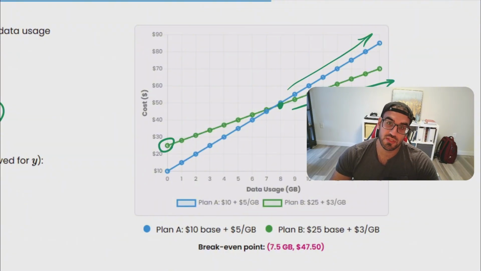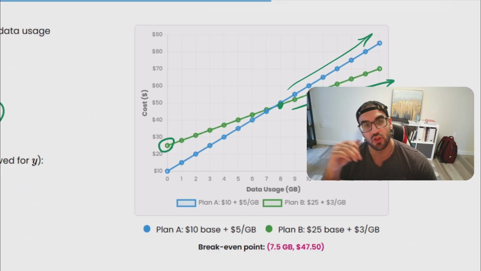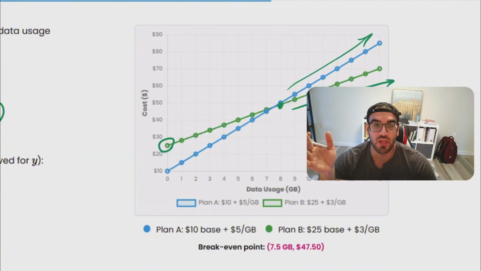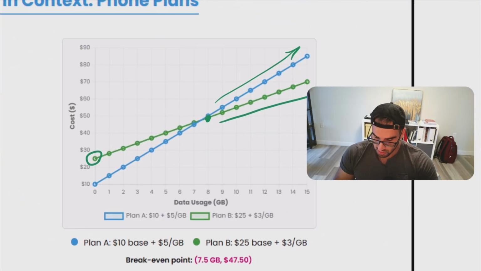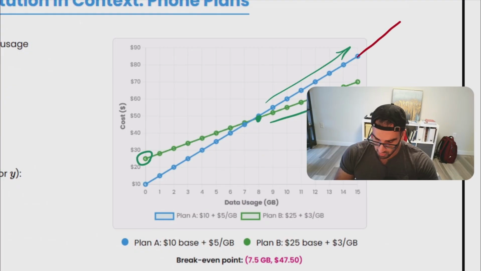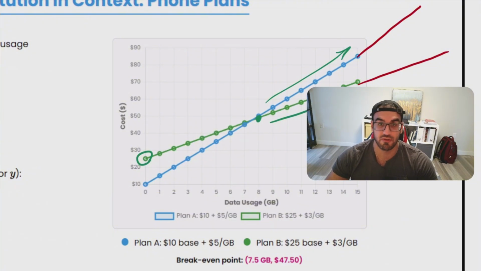Because if you choose the second one, yes, at the beginning you have to pay a little bit more, but in the long run, that beginning is just a one-time fee. In the long run, you're going to save more and more. If you continue this one, it goes up, but this one goes something like that, and you're going to save tons of money in the long run. So here's the question: where is that specific point? After how many gigabytes of usage am I going to reach a point where these two plans cost the same?